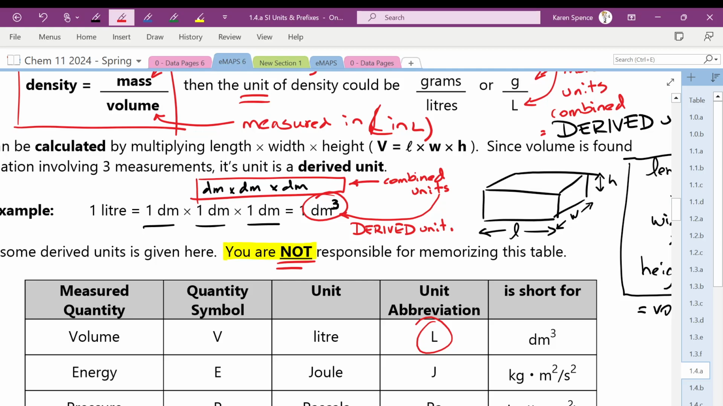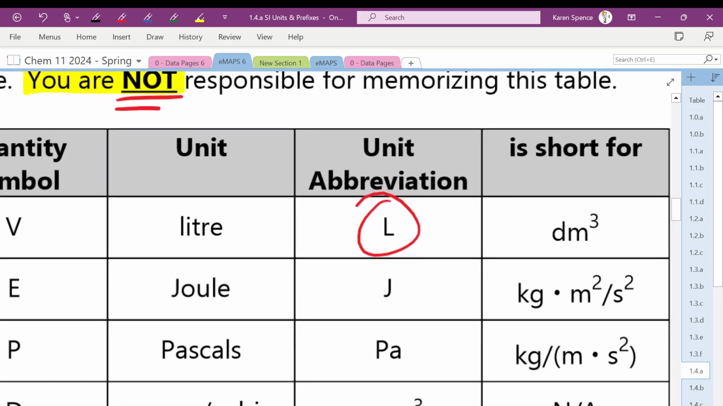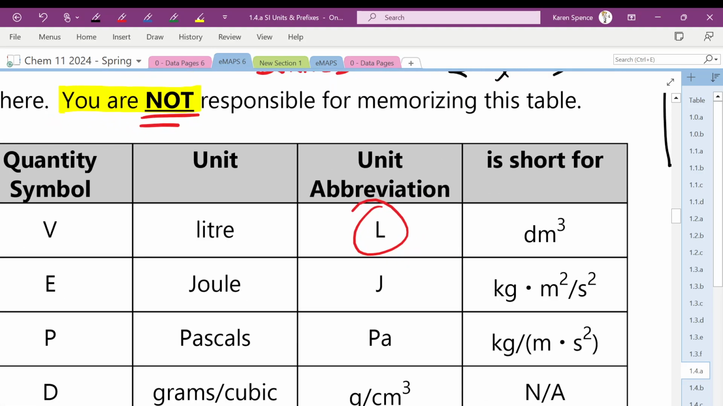Have you guys learned about energy? Did you learn about energy in grade 10 and 9? Yeah? Energy is measured in what unit? Joules. And look at this crazy unit here. It is a kilogram times a meter squared divided by seconds squared. Isn't it nice that you can just write J for joules instead of kilogram meter squared per second squared? Right?